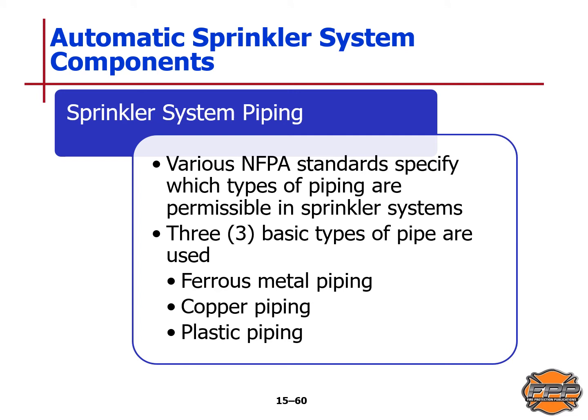With sprinkler system piping, there are various NFPA standards that specify which types of piping are permissible in sprinkler systems. There are three basic types of pipe that are used: ferrous metal piping, copper piping, and plastic piping.